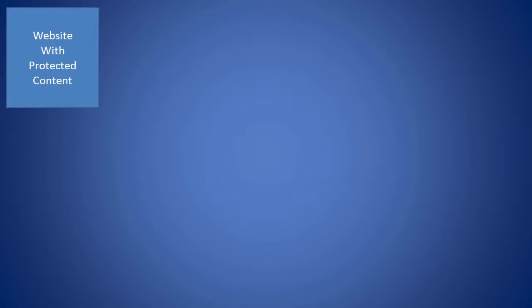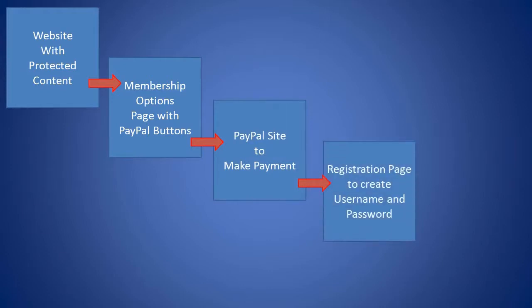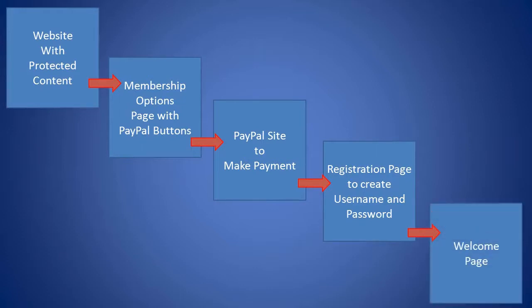S2 Member operates by directing visitors trying to view members-only content to a membership options page. This page is where the PayPal buttons are placed to purchase a membership. Once a purchase has been completed, they're directed back to the site to create a username and password on the registration screen. They will then be directed to the welcome page. The welcome page is the first page a visitor sees after logging in as a member. This page usually has a welcome message and information about using the site.